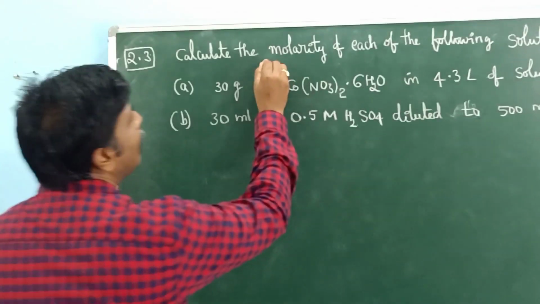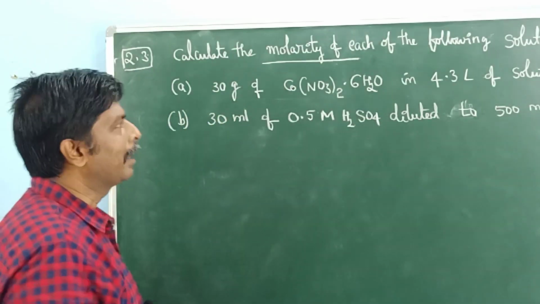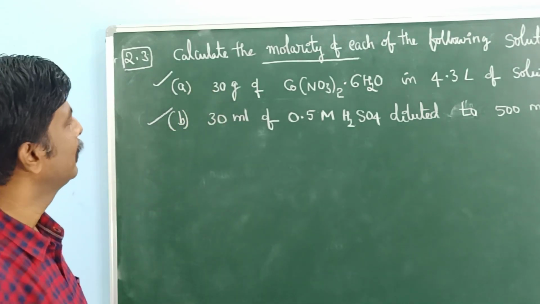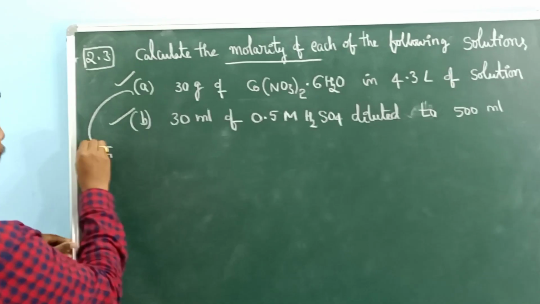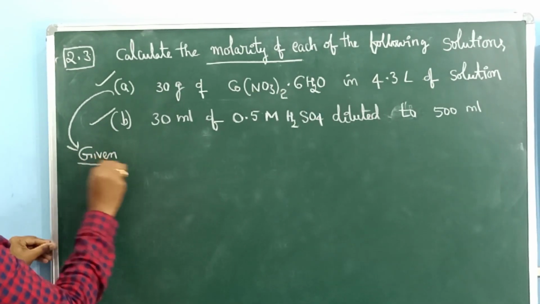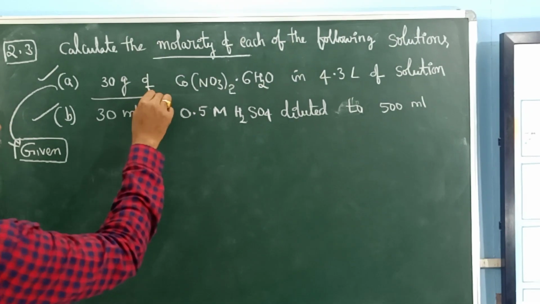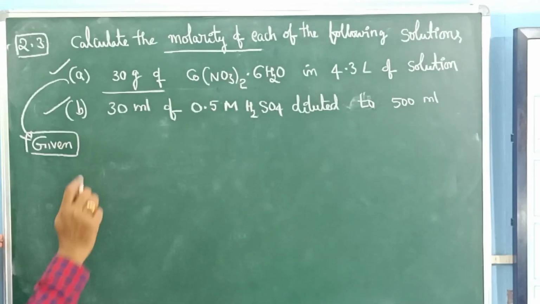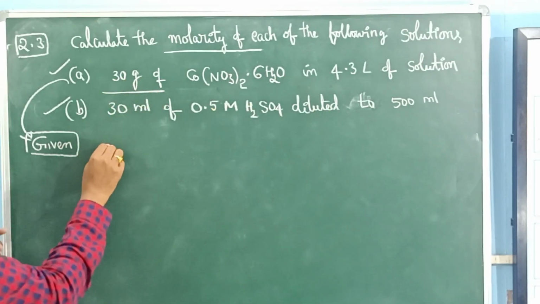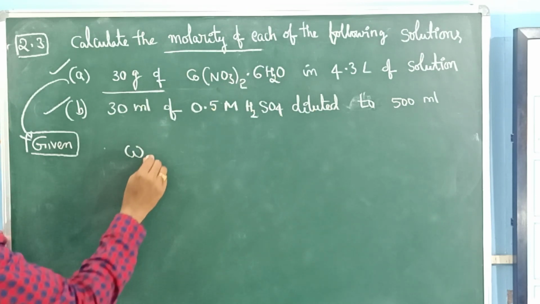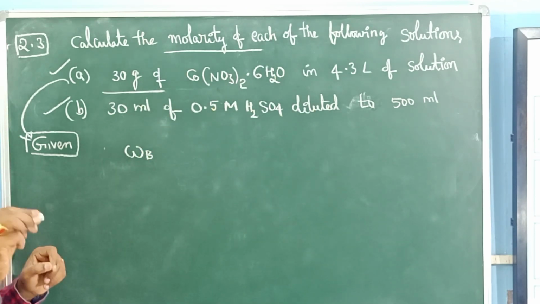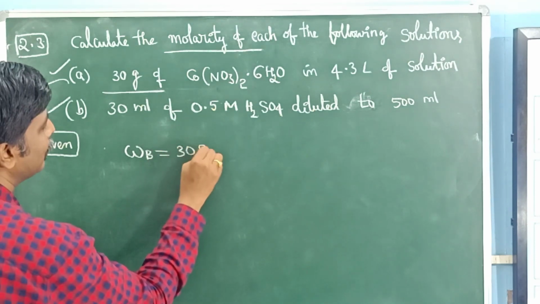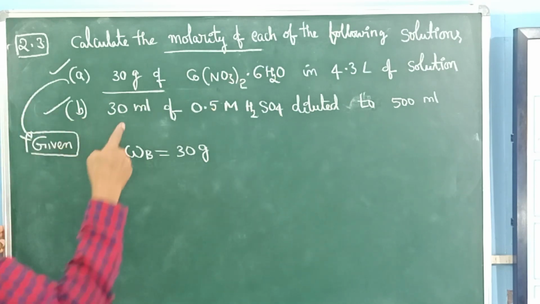So here, calculate the molarity. Two questions are given, A and B. First I will explain A. Calculate the molarity. Given 30 grams of some salt in 4.3 liters of solution. So this 30 grams is the mass of solute. You can use WB, or W2, small w, for solute. WB is how much? 30 grams.